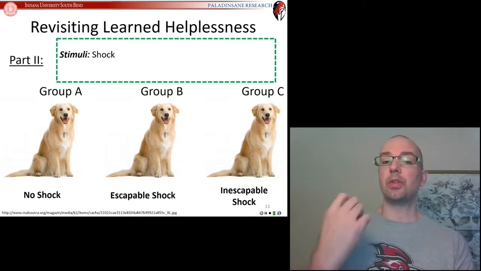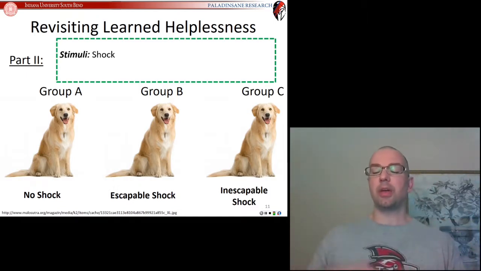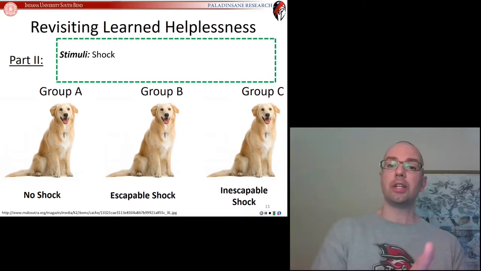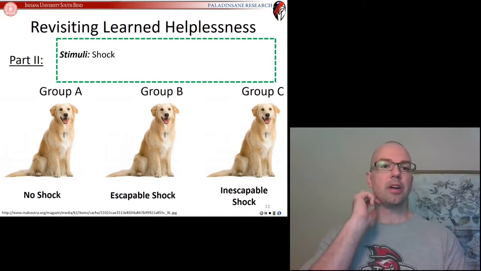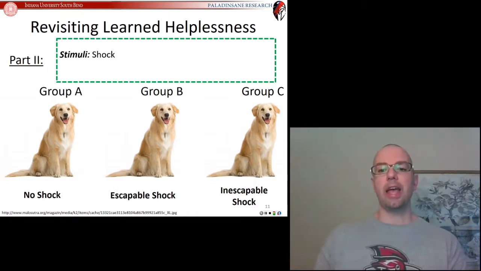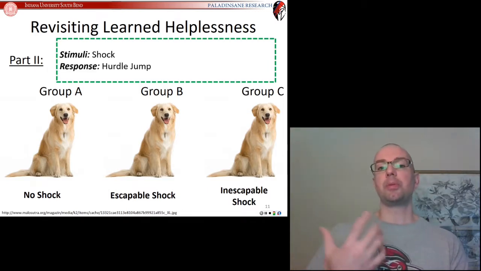For part 2, the stimuli were shock, and also in part 2, and I didn't have this here, the stimuli was also the tone. So the shock could have caused, was an event that could cause a behavior, the hurdle jump. The tone eventually also became an event that could cause a behavior. So in part 2, the shock and tone would have been the main stimuli. And then, as already mentioned, the response would have been the hurdle jump.